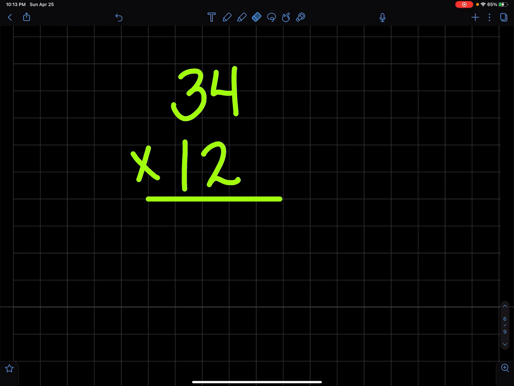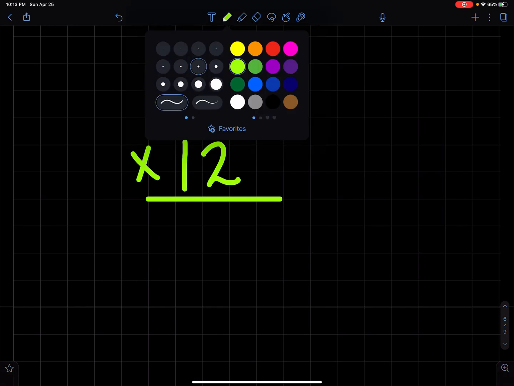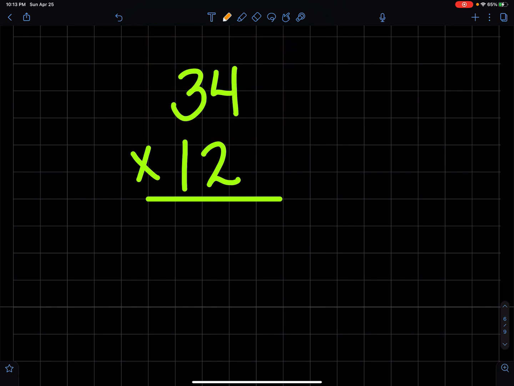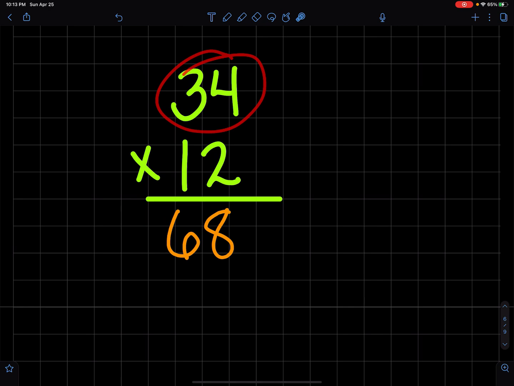You don't have to write that 0, is basically what they say in the other way of doing it. Let's try it again. 2 times 4 is going to be 8. 2 times 3 is going to be 6. Okay, now we're going to multiply 34 times the ones place.